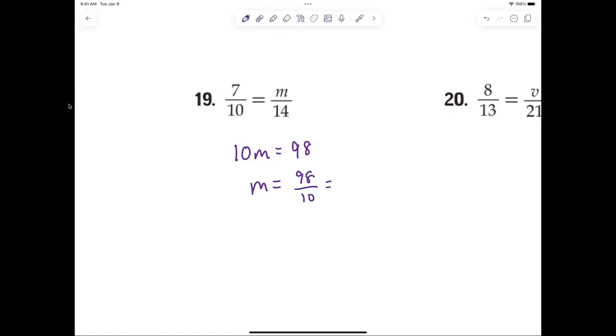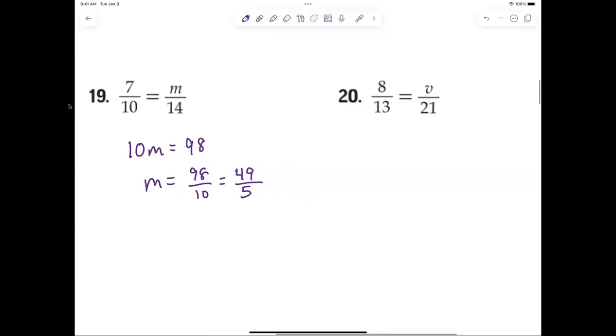We leave it as a fraction, but it must be reduced. So we're going to divide everything by what? 2. If I divide by 2, that becomes 49 over 5. 49 over 5. All right, that's not difficult. These are solving proportions. Solving proportions.